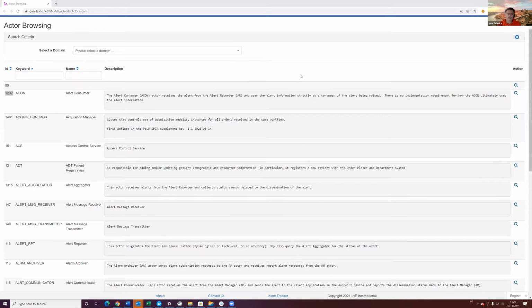So one thing that I would advise is to look at this and say, okay, I have a thing called acquisition manager. This is about imaging. There's an actor which is a system that controls the use of acquisition modality instances. Do I need that or not? And if you start making your own map of who needs to exchange what information with whom, on a functional level, not on a file level, this is what will help you the most, because then you start seeing how dense your network of collaborating entities is.